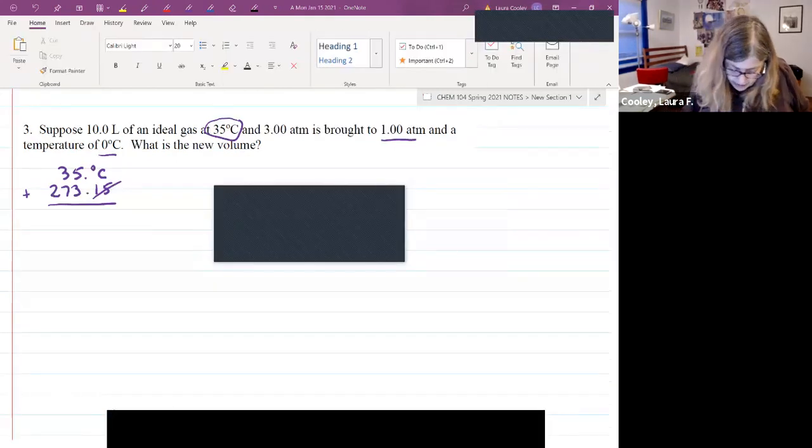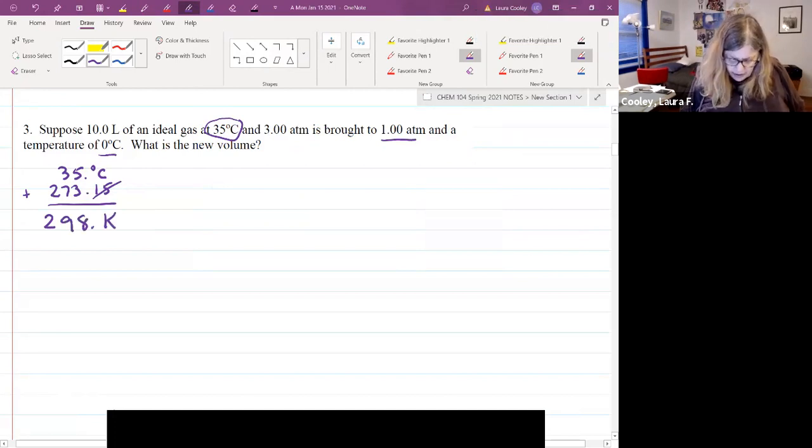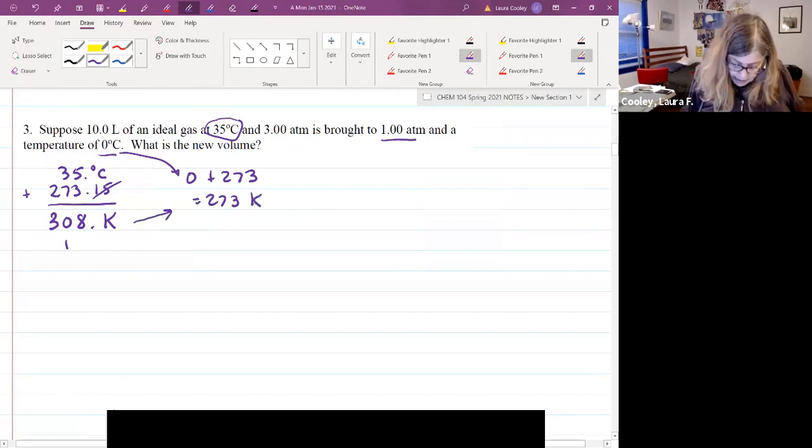Okay, so when we add these together, we get 308 Kelvin. Sorry, I don't know how to add. For 0 degrees, that's just 0 plus 273, that's 273 Kelvin. So our temperature is going from 308, that's T1, to T2, which is 273. The pressure is going from P1, which is 3 atmospheres, to P2. So what's happening here is the pressure reduces by a factor of 3.